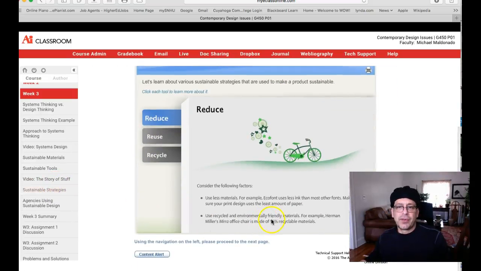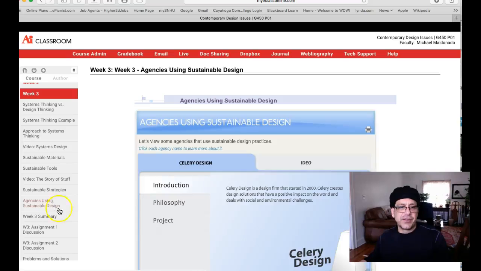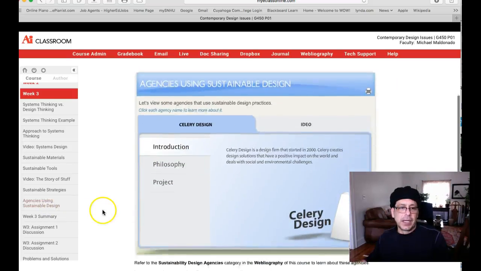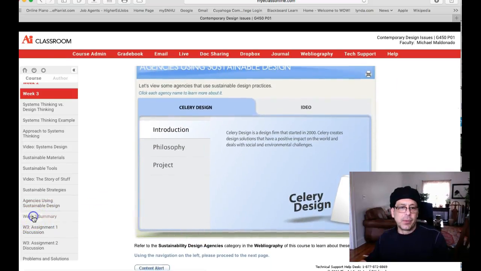This is important because these sustainable strategies directly tie in with your course project. Agencies using sustainable design, good idea of some of that work. And then you have your summary.